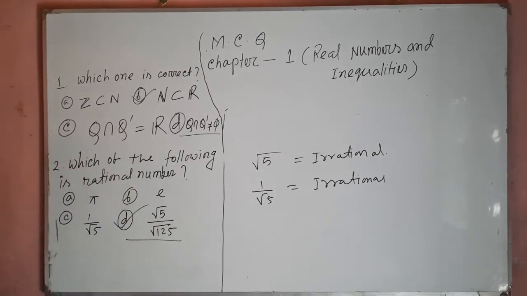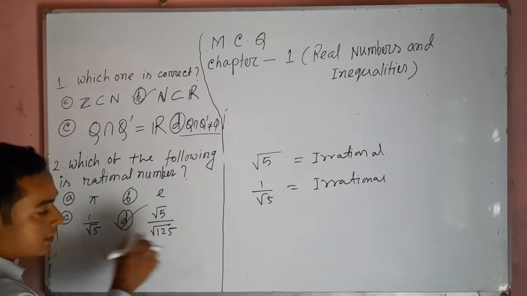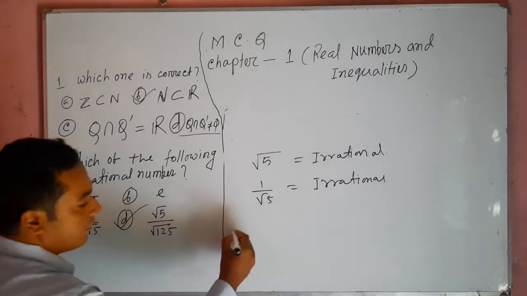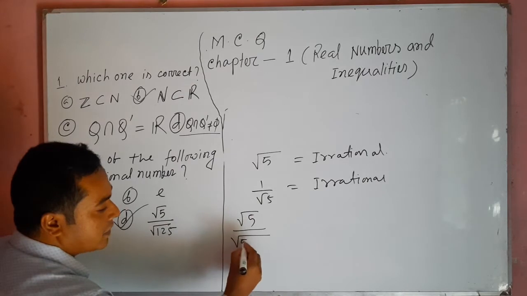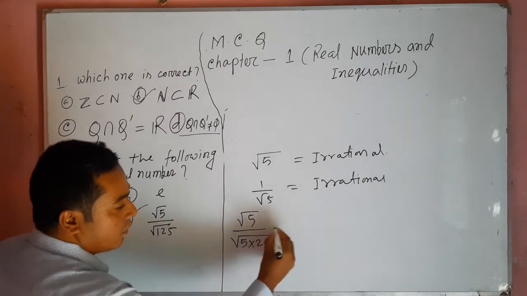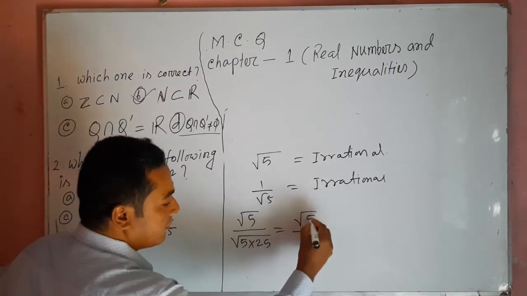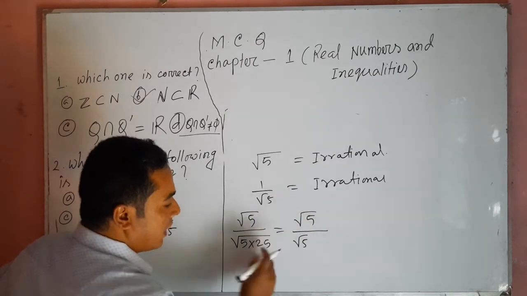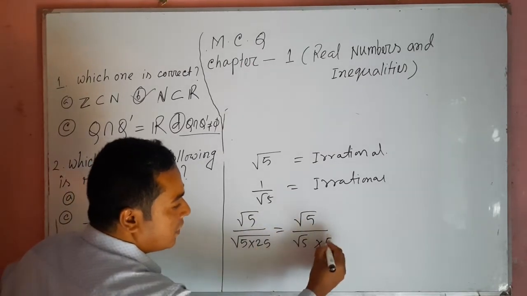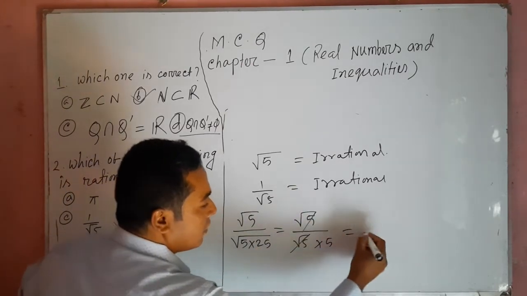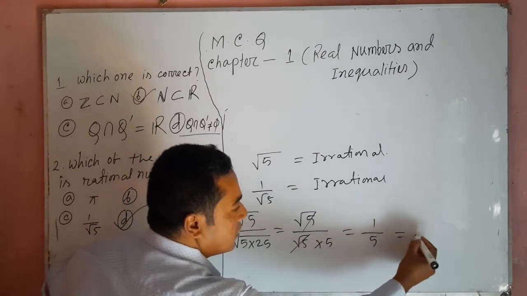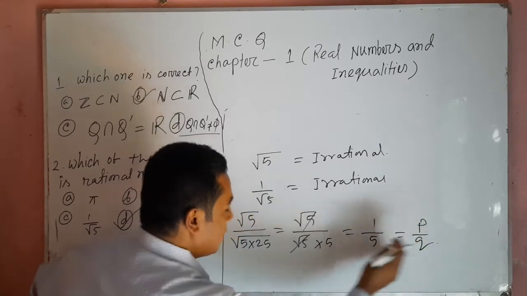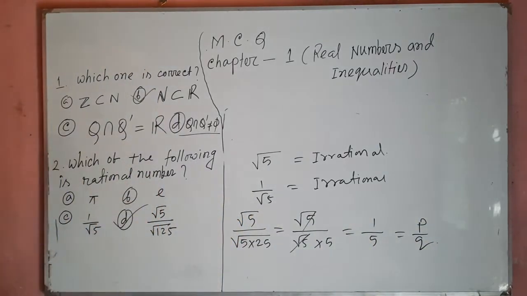But how can we say this is a rational number? At first, root over 5 and root over 125, we can write it as root over 5 into 25, which is equal to root over 5 times root over 25, and root over 25 is equal to 5. Then 1 by 5 can be expressed as P divided by Q. So this is our rational number.